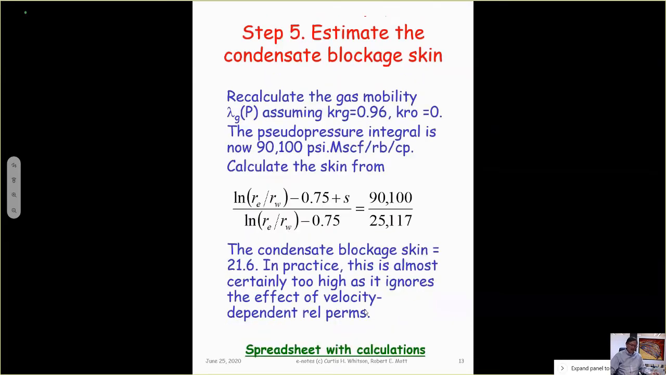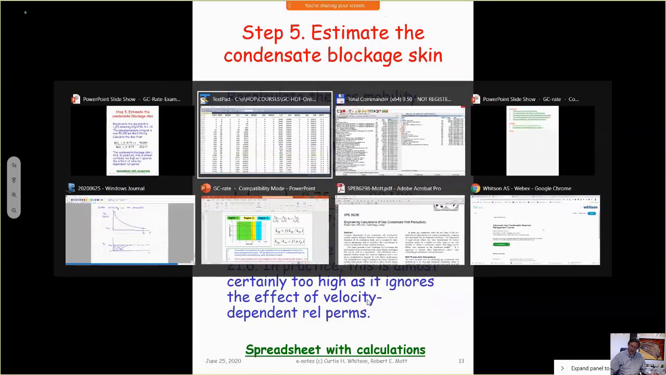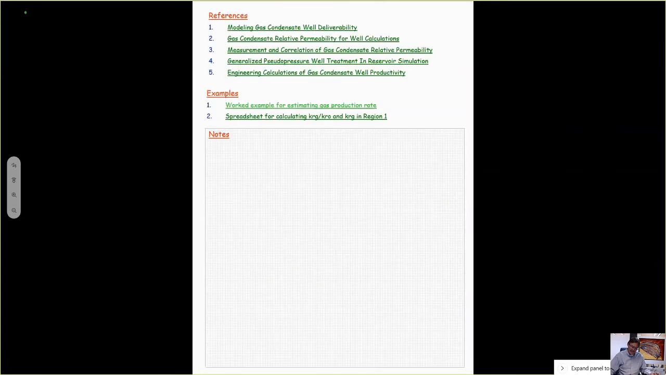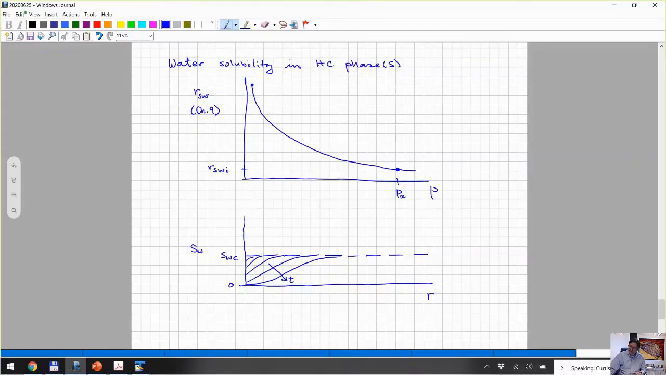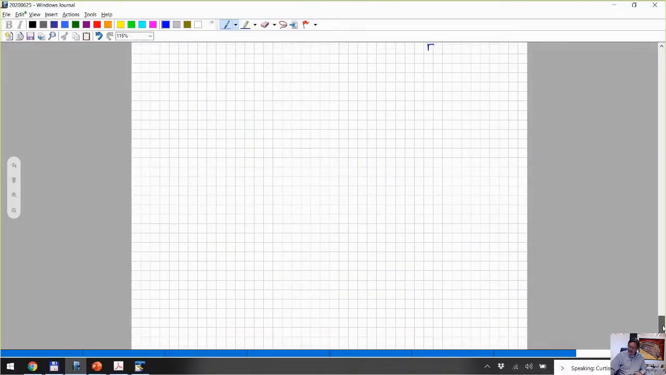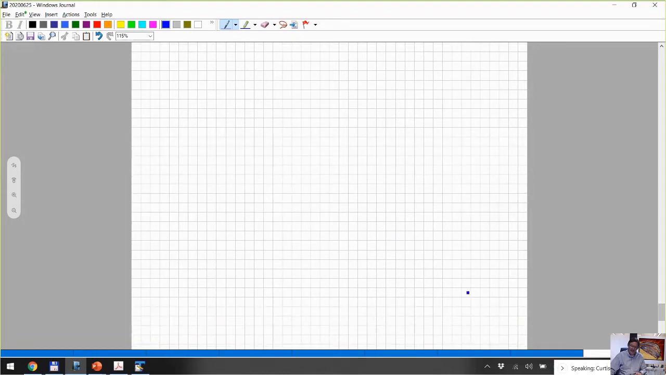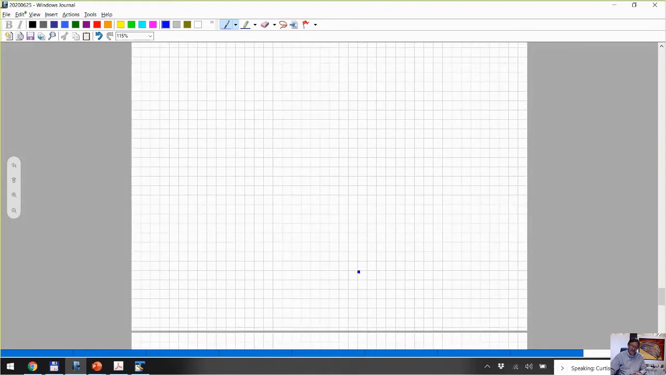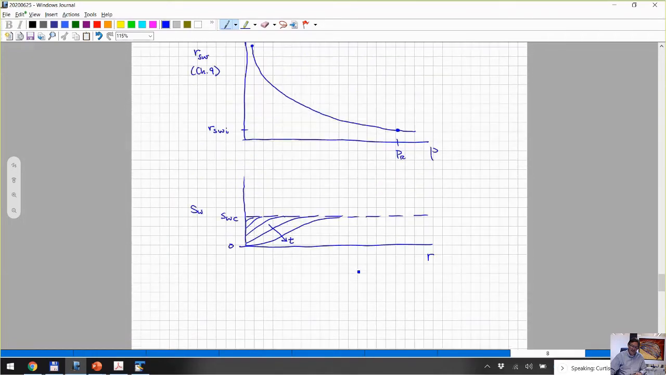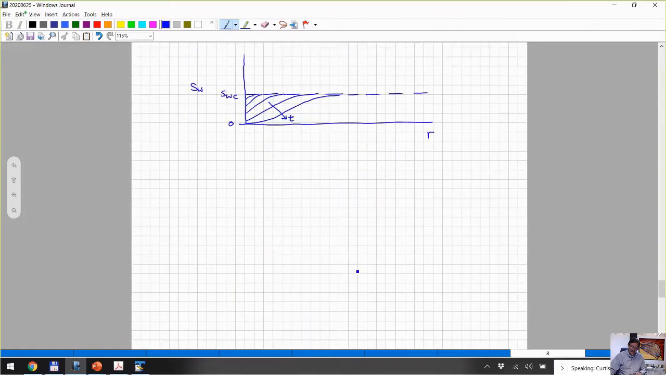Okay, so this is a good point to discuss the velocity dependence of capillary number dependence relative permeability.